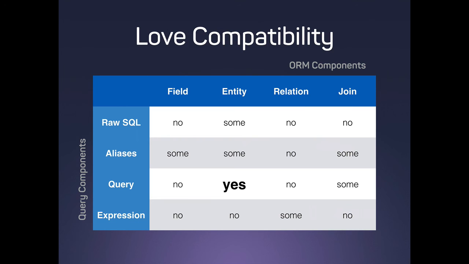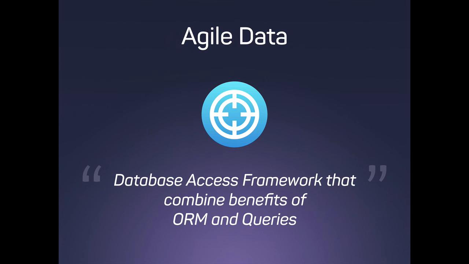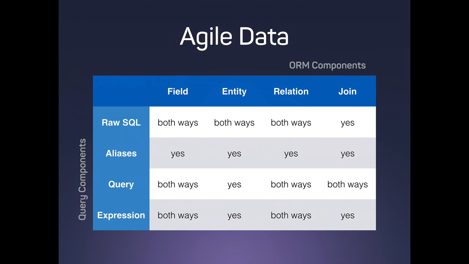And this is where we saw a business opportunity, and we said, why not create a new data access framework that can combine the benefits of both ORM and queries? This is what we set out to do, and we built a framework called Agile Data, and it is designed to bring those two concepts together and make them more compatible.